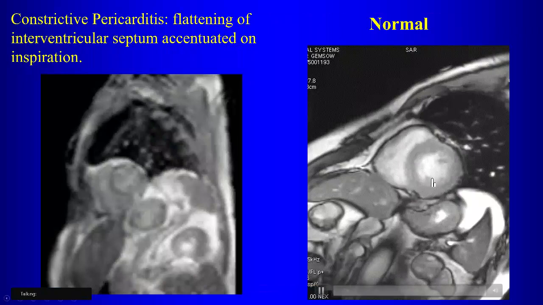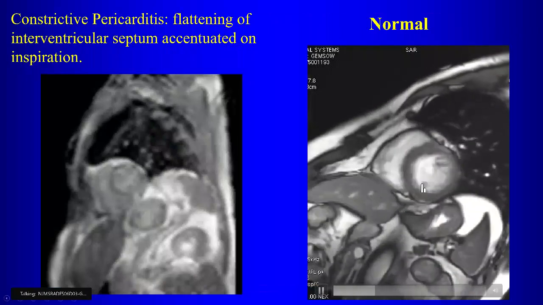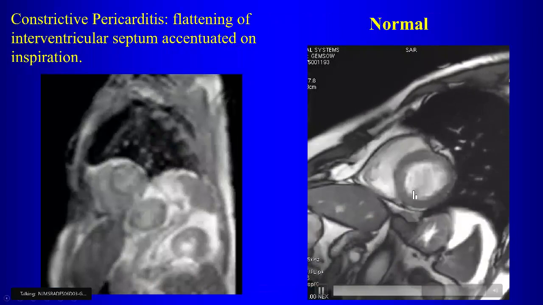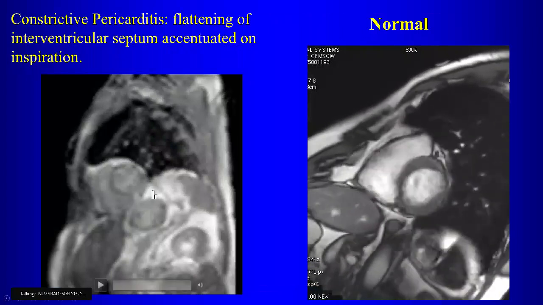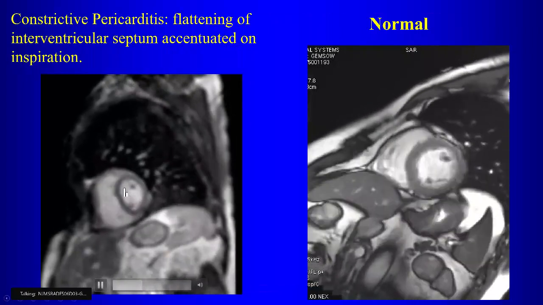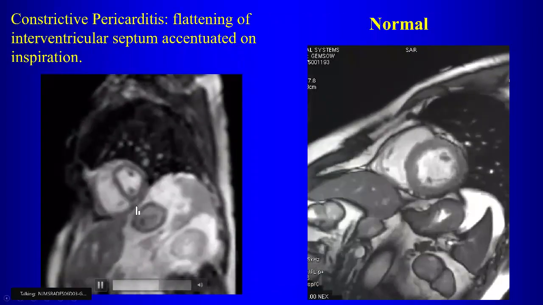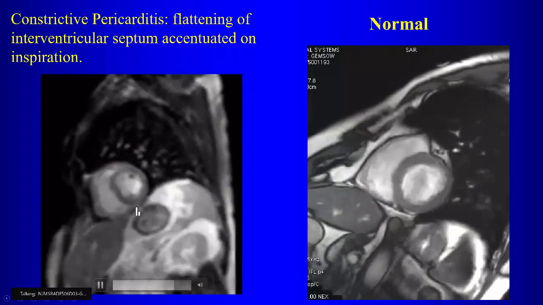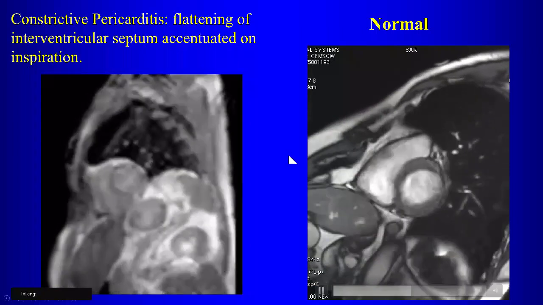And that's what we look for. So this is normal, right? You see the patient takes a deep breath, and the septum should always be convex towards the right ventricle. When we have constrictive pericarditis, you get flattening. So this is constrictive physiology, okay?